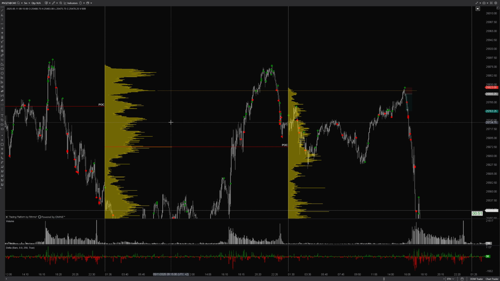But again, that reaction from that key level, so clean, is really beautiful. It's really like a textbook example.